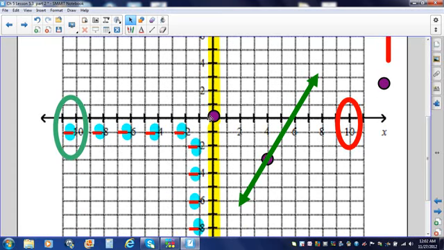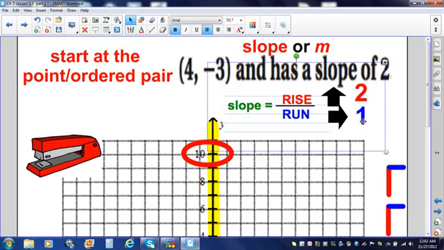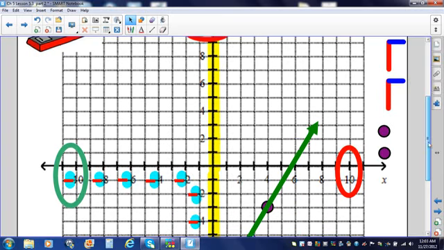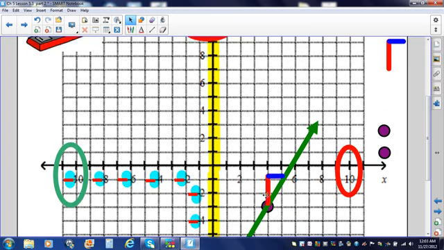Visual people, follow me, do it on paper. You're going to go right 4 and down 3. Place a dot. Your slope is 2, make it a fraction, 2 over 1. Your rise is going to be 2, your run is going to be 1. Start your dot, rise 2, run 1. Do it again so you cross the x-axis, rise 2, run 1.